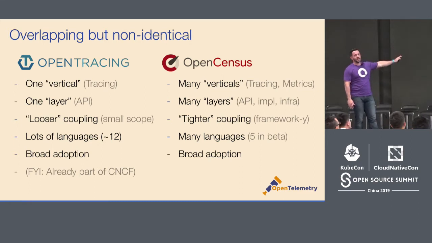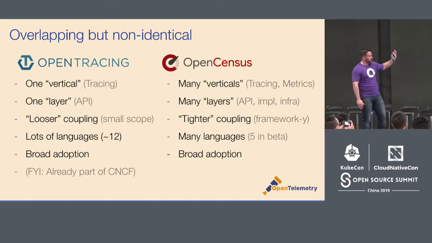So OpenTracing came out first. I think it came out in about 2016. Basically, it solved one vertical, tracing. All it did was tracing. It had one layer, an API, just the API for the instrumentation aspect. It was loosely coupled, supported a ton of different languages, and was broadly adopted. It's already part of CNCF, so that shows that it was widely used.